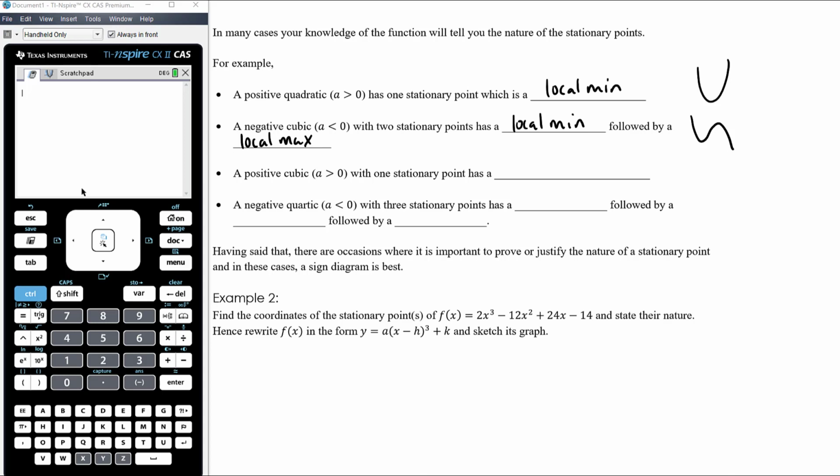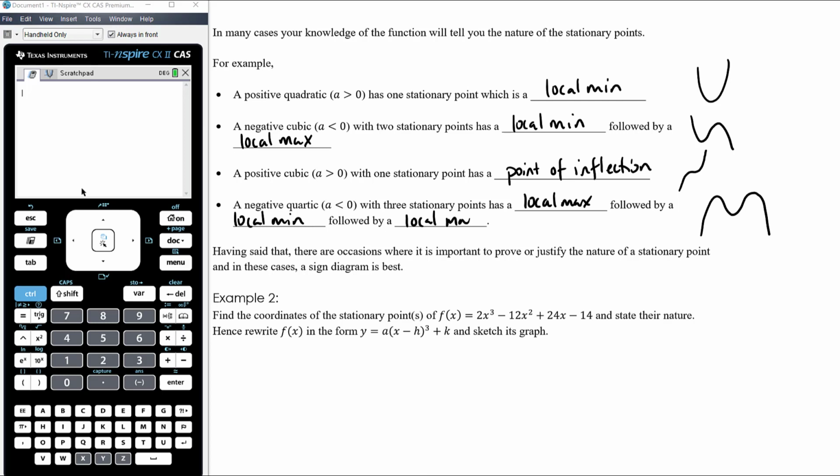If you have a positive cubic, that is a is bigger than 0, so a positive x cubed term, with one stationary point, you know the only way a cubic has one stationary point is if that point is a point of inflection. And if you had a negative quartic with 3 stationary points, you would know that it's going to do something like that. So the first one has to be a local maximum, the second one has to be a local minimum, and the third one again has to be a local maximum.